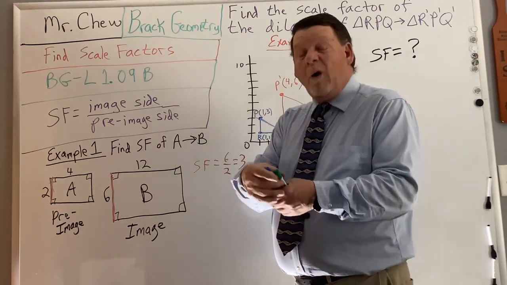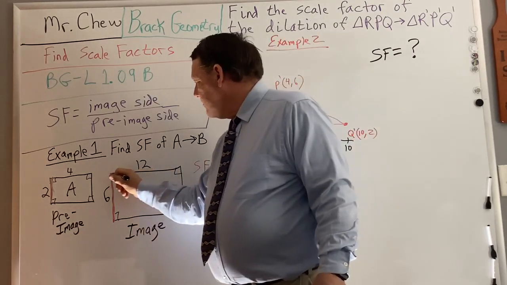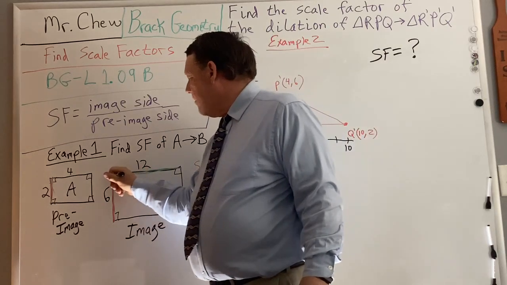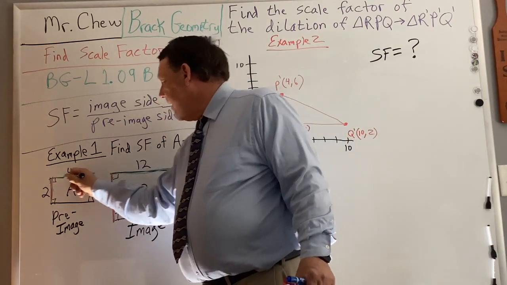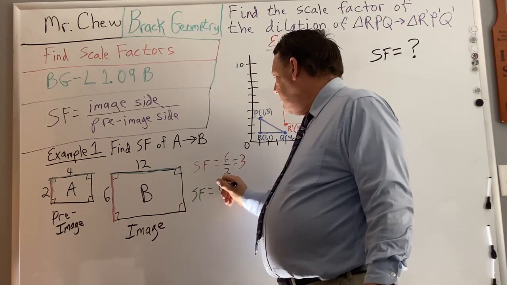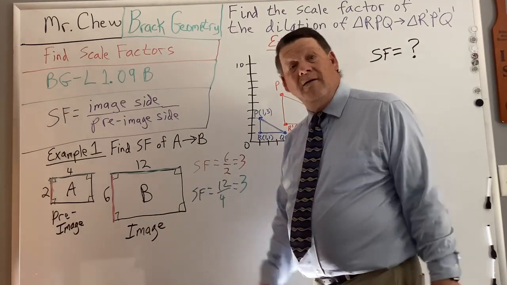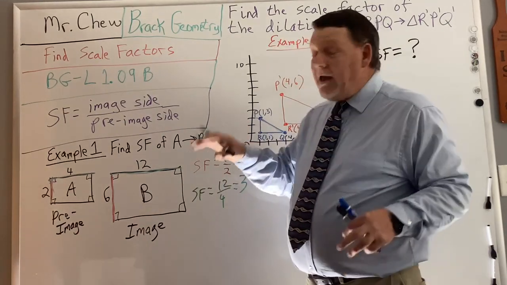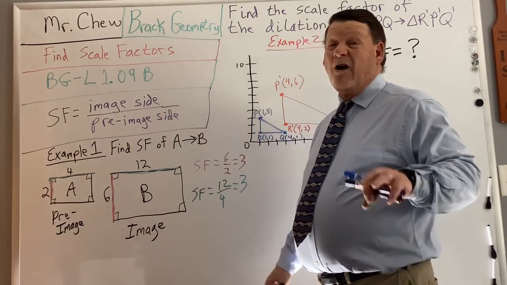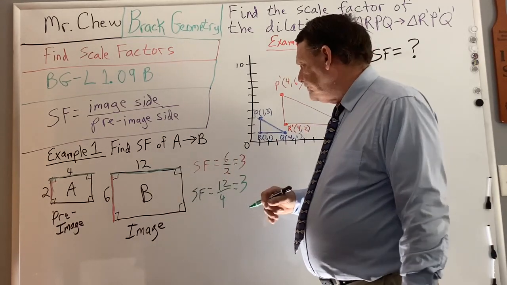Well, you say, yeah, but what would have happened if I'd have picked the other one? Well, let's see. So let's go from 12. And that came originally from the 4, so 12 over 4 is still equal to 3. So it doesn't matter which ones you take when they are similar figures, and all dilations are similar.